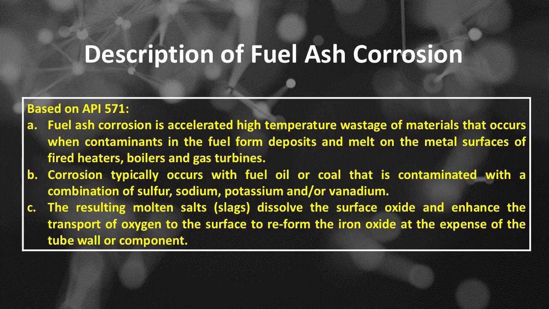Number B. Corrosion typically occurs with fuel oil or coal that is contaminated with a combination of sulfur, sodium, potassium and/or vanadium. Number C. The resulting molten salts, slags, dissolve the surface oxide and enhance the transport of oxygen to the surface to reform the iron oxide at the expense of the tube wall or component.